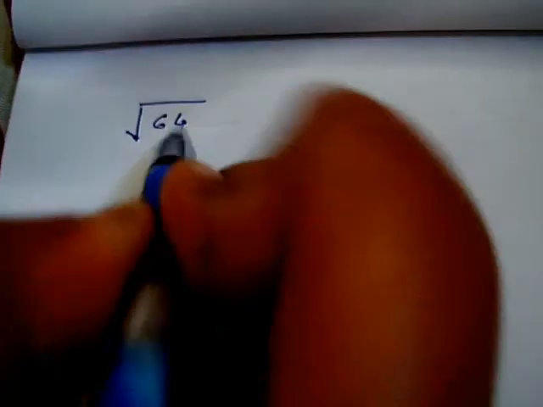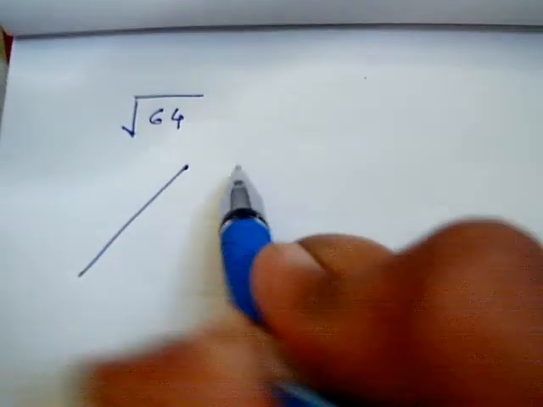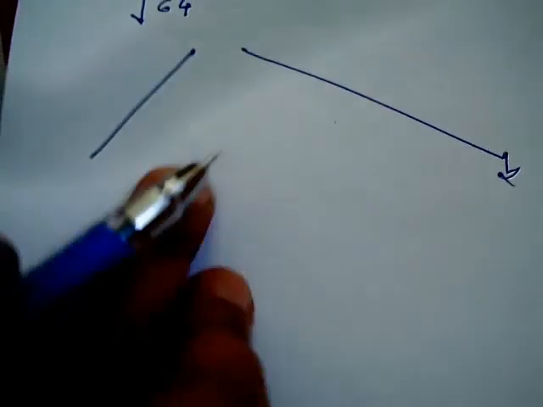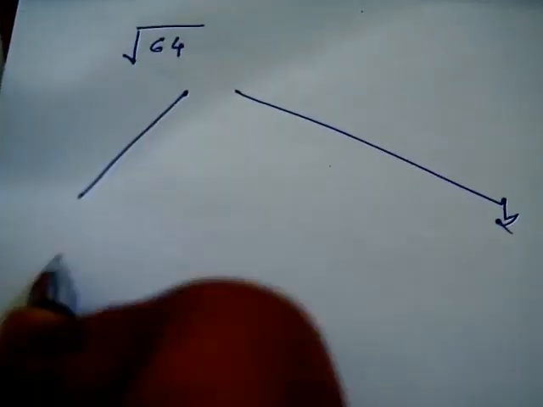Now I'm going to attempt the question: evaluate the square root of 64. Okay, I am going to calculate the square root of 64 in two ways. We will see how we can do it. If you remember, 64 is the square of which number? 8 square, so the square root of 64 is going to be 8.